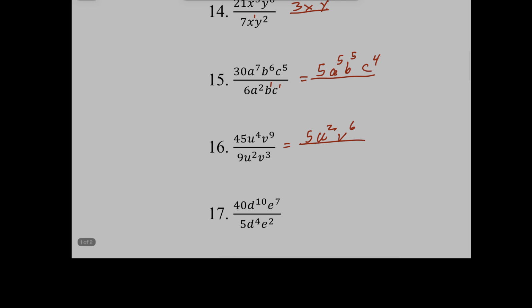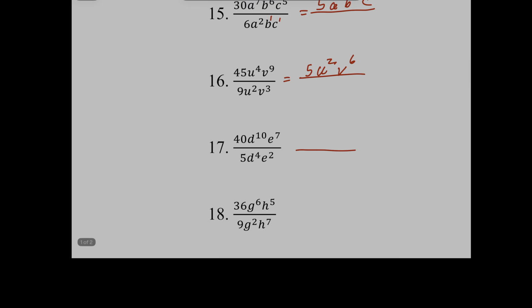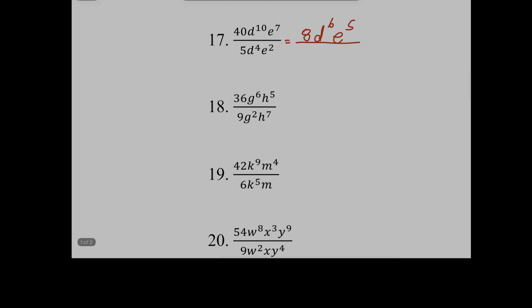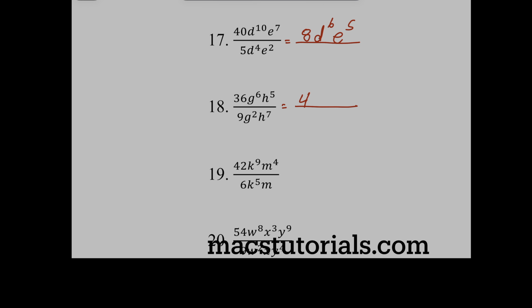Number 17, all right? Boom. 40 divided by 5 is 8. There's more on top, so I keep it on top. And there's more on top, so I keep it on top. Okay? Number 18. What is 36 divided by 9? That would be a 4.